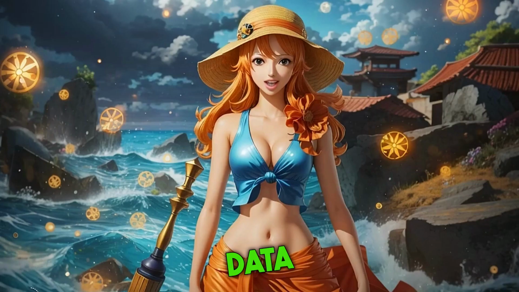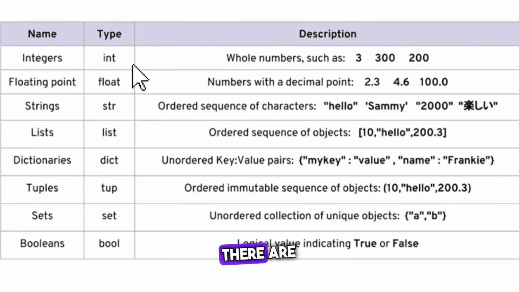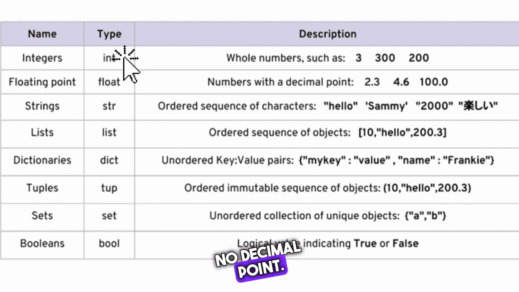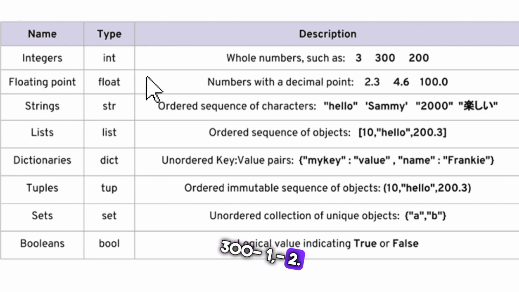Now let's move on to data types and see what it is. There are different types of data types. First is integers. Integers are whole numbers with no decimal point. They can be positive or negative, including 0. Example: 300, minus 1, minus 2.